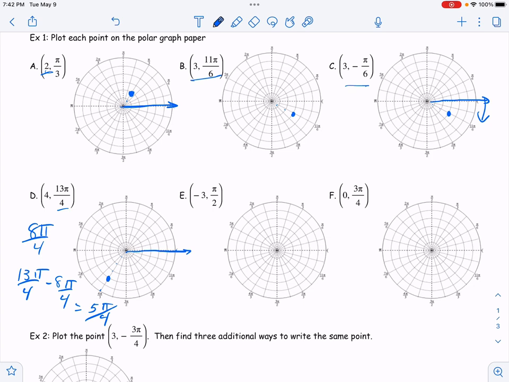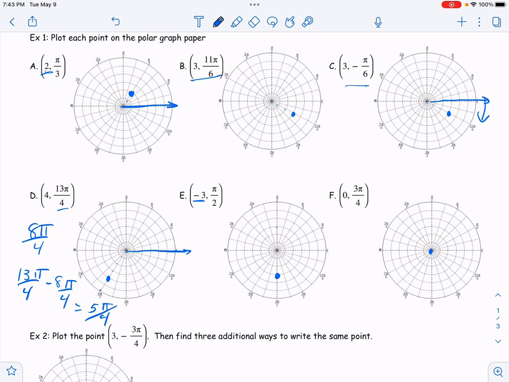Okay, this is negative 3 pi over 2. So this time you find your pi over 2. Instead of going 3 here, negative means go in the opposite direction. So I'm down here, 1, 2, 3. All right? This one, you're at 3 pi over 4, which is over here, but r is 0, so your dot is in the dead center. Okay, so the angle didn't matter in that case.